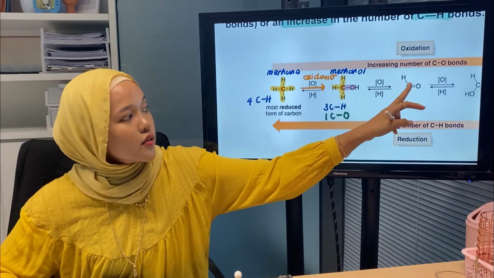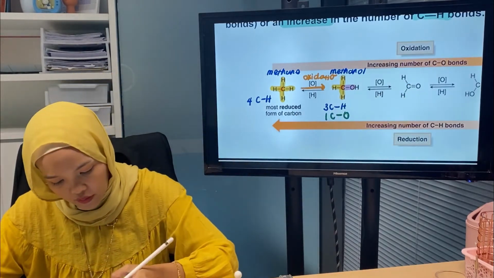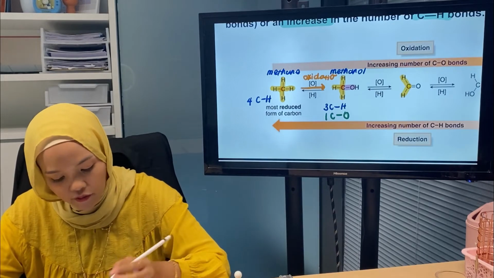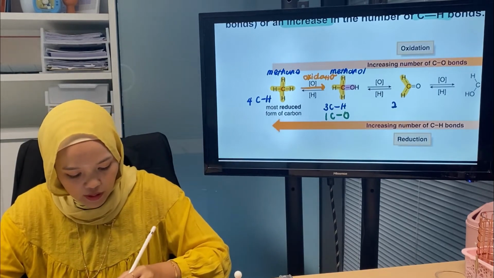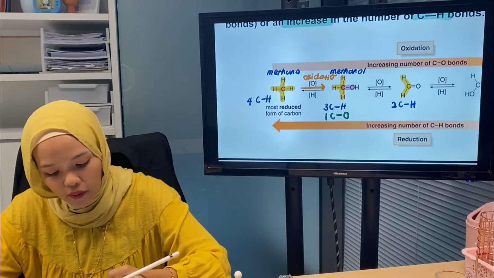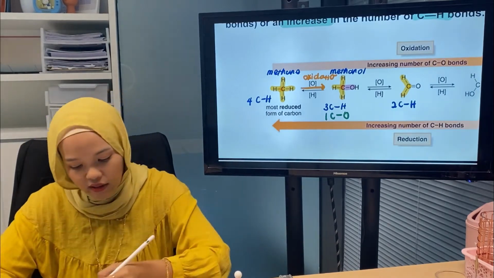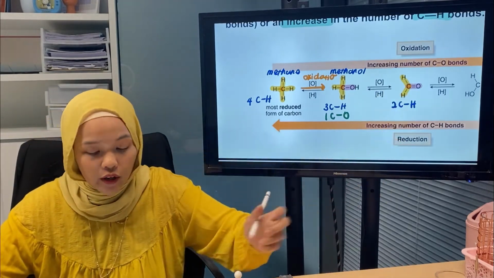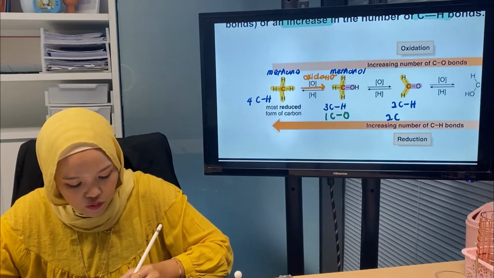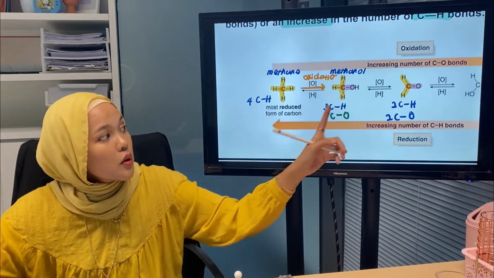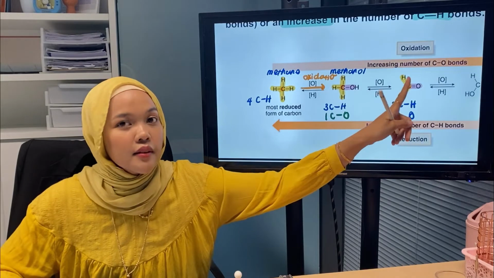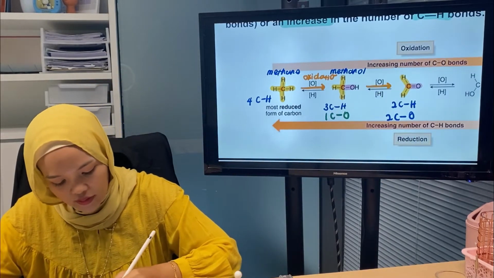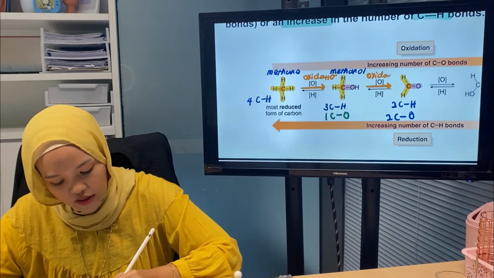So moving on to this one, if you have a look here, the carbon-hydrogen bonds, you have only 2. So 2 carbon-hydrogen bonds. What about the carbon-oxygen? You see here, this is carbon-oxygen, but it is a double bond. So you can consider you have 2 carbon-oxygen bonds. So again, if you are going this way, this is another oxidation reaction.